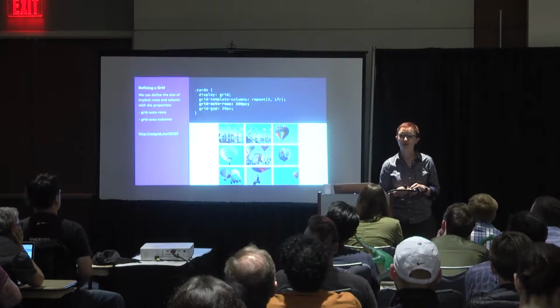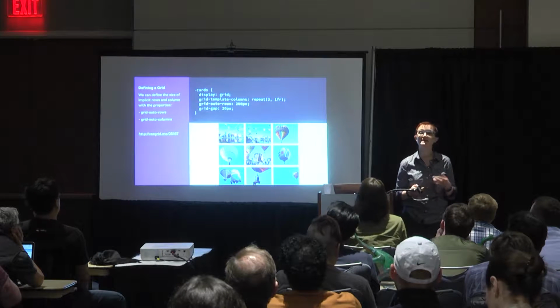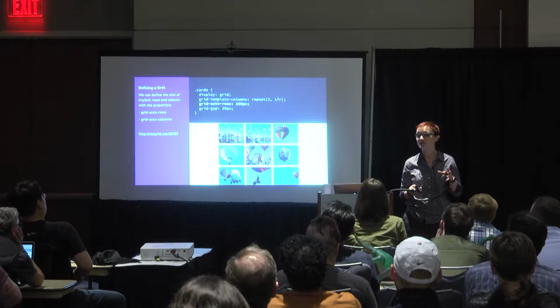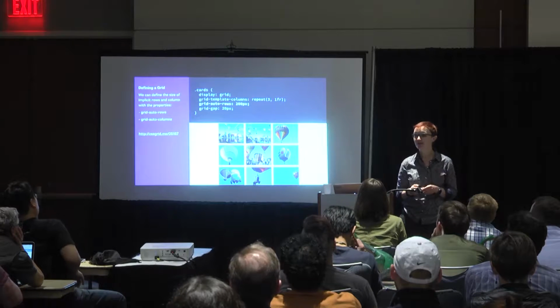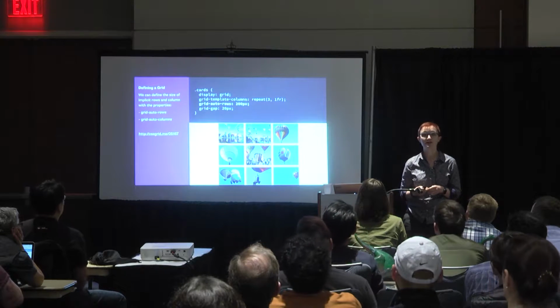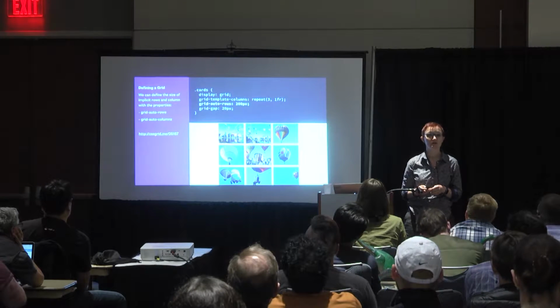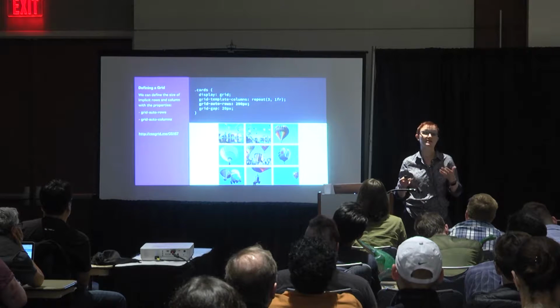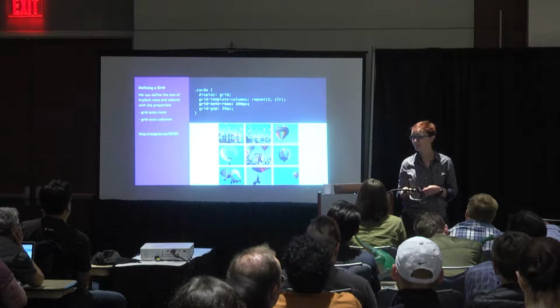Implicit tracks will be auto-sized by default, so that means they'll take on the size of whatever content you put in them. You can specify a size with grid auto rows and grid auto columns, which means that you can actually give a size to these tracks that are created.